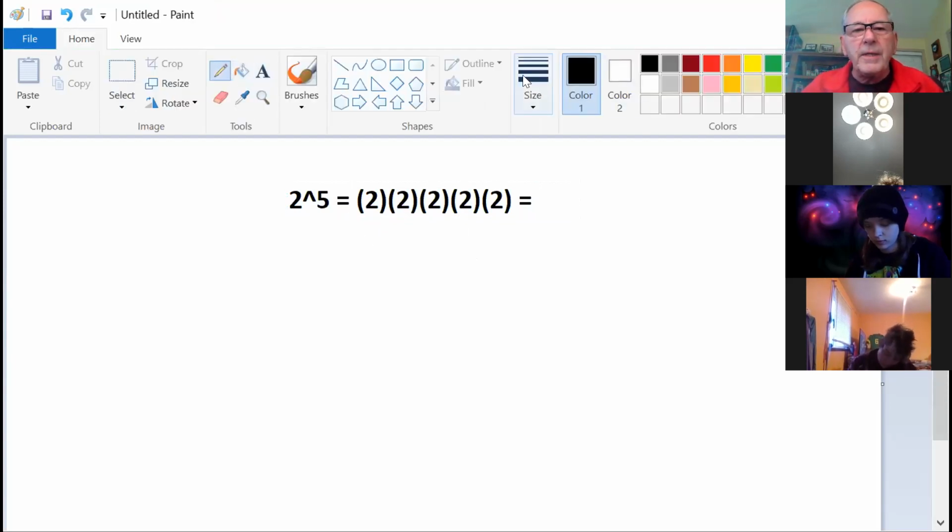What I do, just to make it simple, is take the 2 times 2. I know what that is. So I get 4 times 4 times 2. 4 times 4 is 16. 16 times 2 is 32. So 2 to the 5th power is 32. I just group them together to make it simple. 2 times 2 is 4, 2 times 2 is 4, and I've got 1 two left over. Let me stop sharing and look at that screen again.